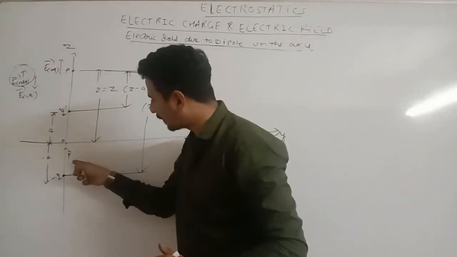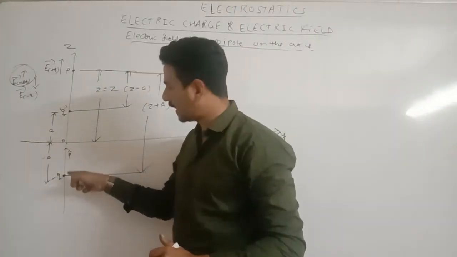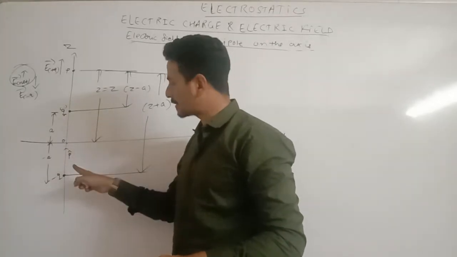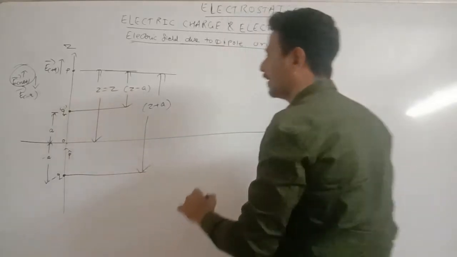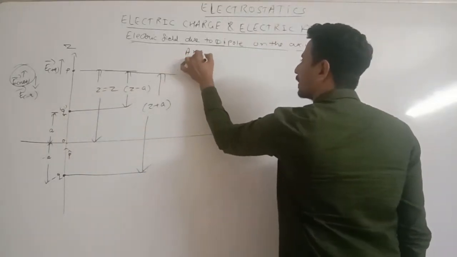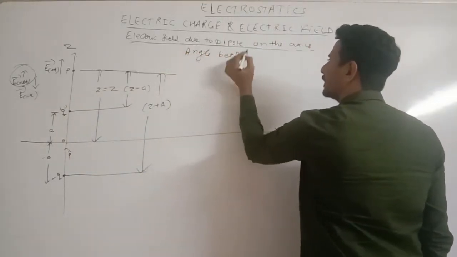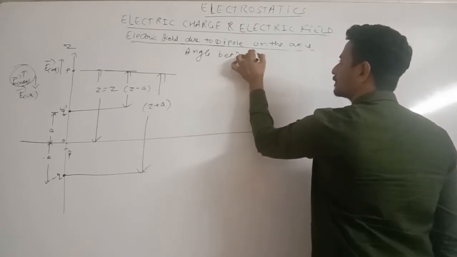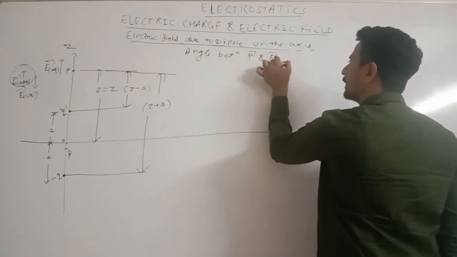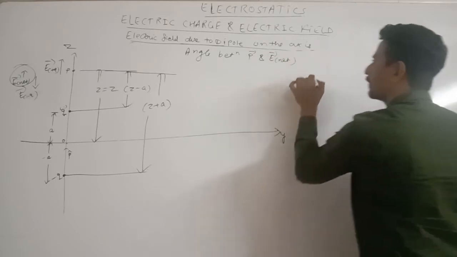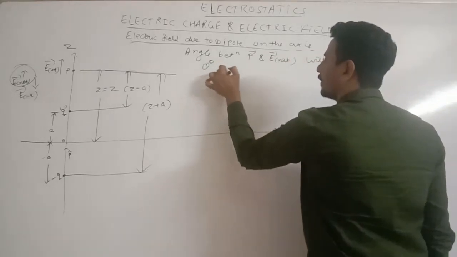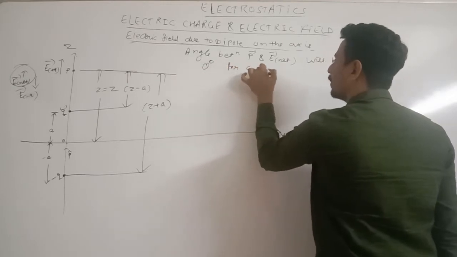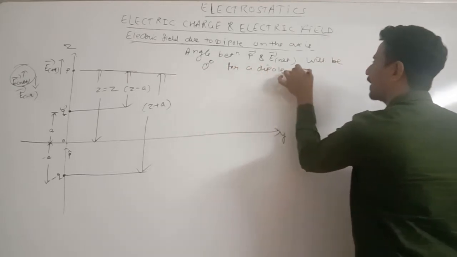So the direction of the dipole moment is from negative to positive. So the direction of the dipole moment will also be in the upward direction. That means the angle between the dipole moment and the net electric field will be 0 degrees for a dipole placed along the axis.